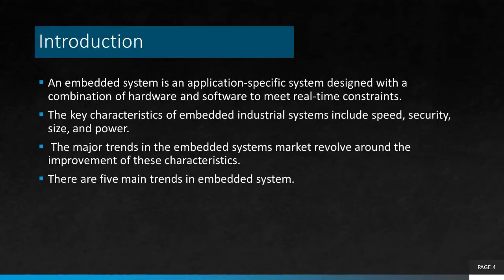Introduction. An embedded system is an application-specific system designed with a combination of hardware and software to meet real-time constraints. The key characteristics are speed, security, size, and power. The major trends in embedded systems revolve around the improvement of these characteristics. There are 5 main trends in embedded systems. In this lecture, I will be discussing each of these trends in detail.